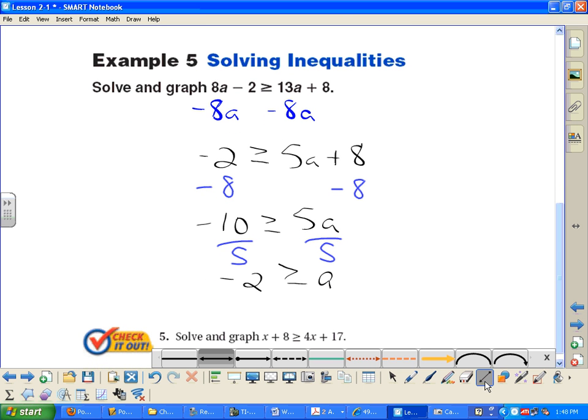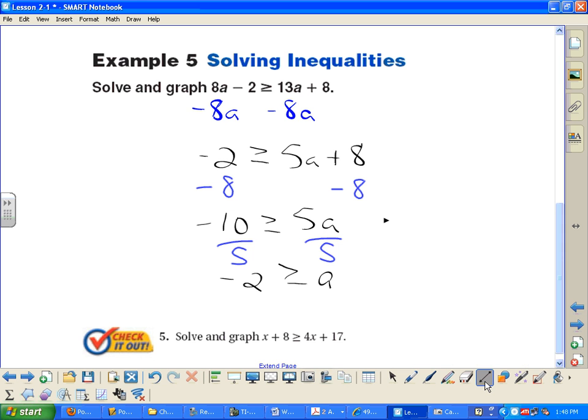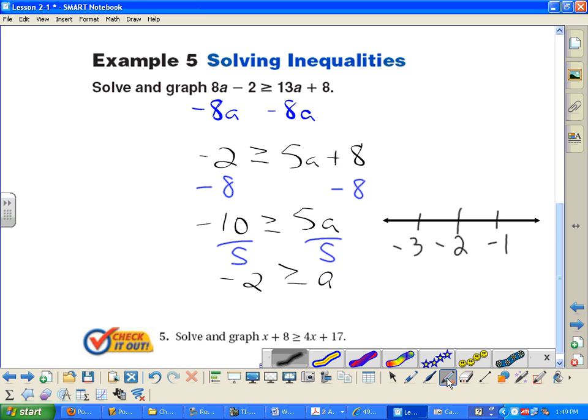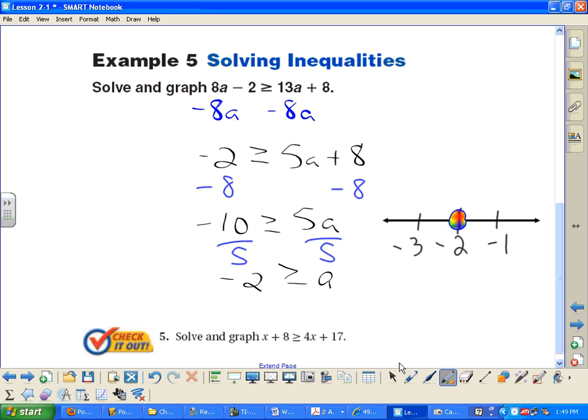So if I make my number line then, like I said, all you need is 3 numbers in this situation. All I need is the number I'm working with, one below it, and one above it. Okay. So this says a is less than or equal to negative 2. Open or closed dot? Closed dot. All right, so we're going to put a closed dot here. There's our closed dot. And which direction are we going? Left or right? Left.